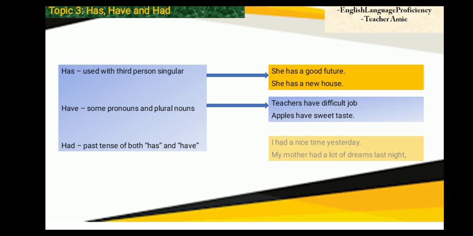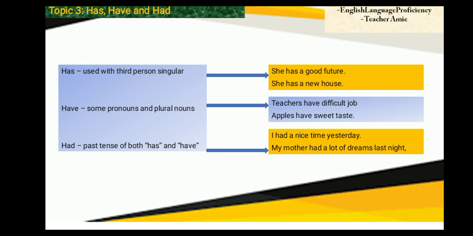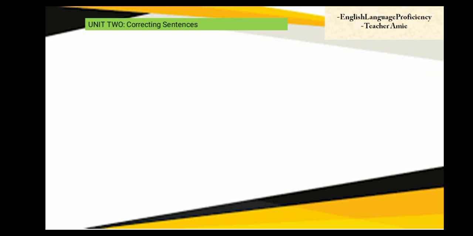And the last one is, I had a nice time yesterday. It indicates that yesterday the action is already done, therefore you use the verb had. My mother had a lot of dreams last night. So it was last night, it's in the past tense, therefore you use the verb had.